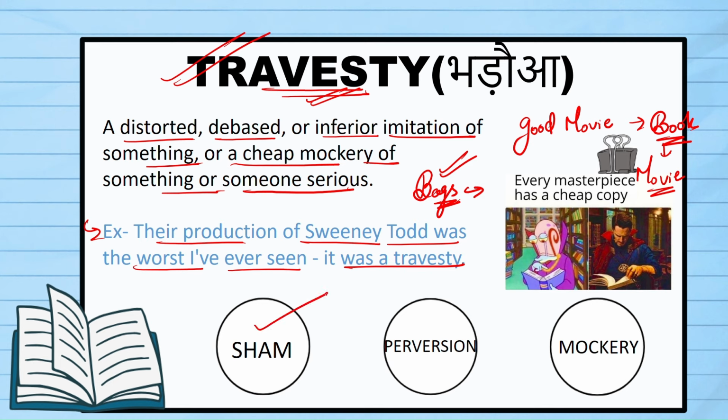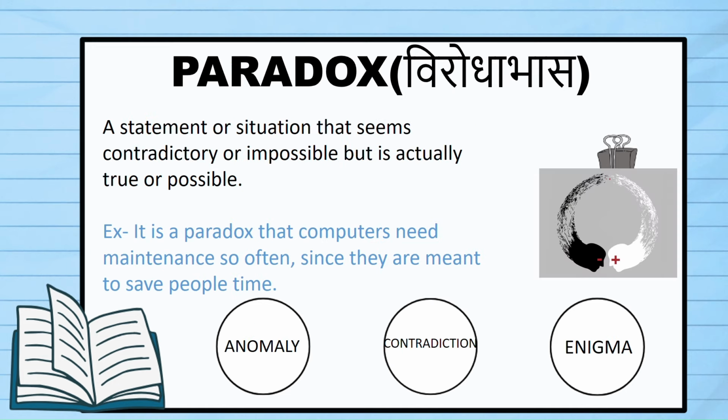The synonyms here are sham, perversion, and mockery. Perversion is a good word here, so you might remember this. Next, we come to the word paradox. Paradox is a word that you might hear a lot if you're reading the newspaper or you follow us in our daily news analysis. This kind of word makes a lot of headlines in The Hindu. So what does this word mean?